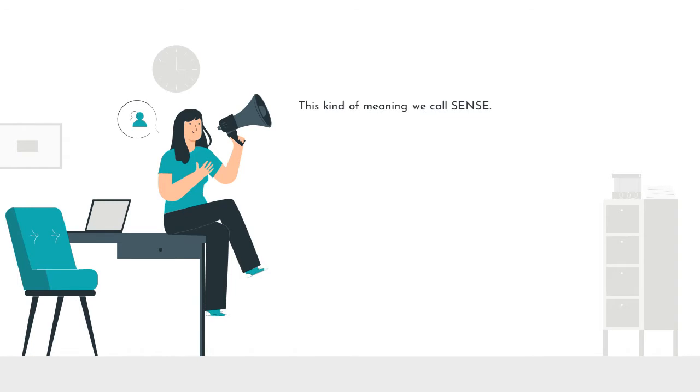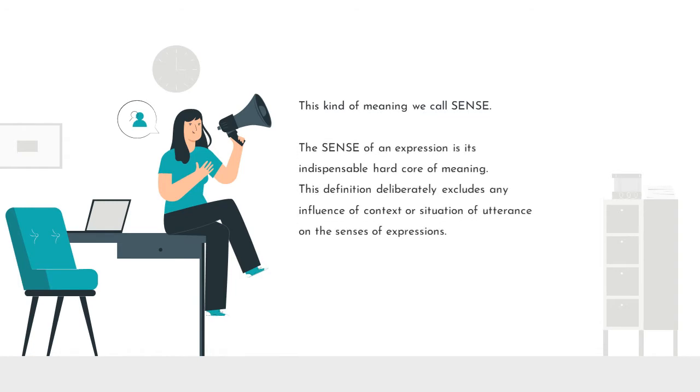The kind of meaning we are talking about here is obviously the kind associated with words and sentences by the language system, and not the speaker meaning specifically associated with utterances made by speakers on particular occasions. This kind of meaning we call sense. The sense of an expression is its indispensable hard core of meaning. This definition deliberately excludes any influence of context or situation of utterance on the sense of expressions.